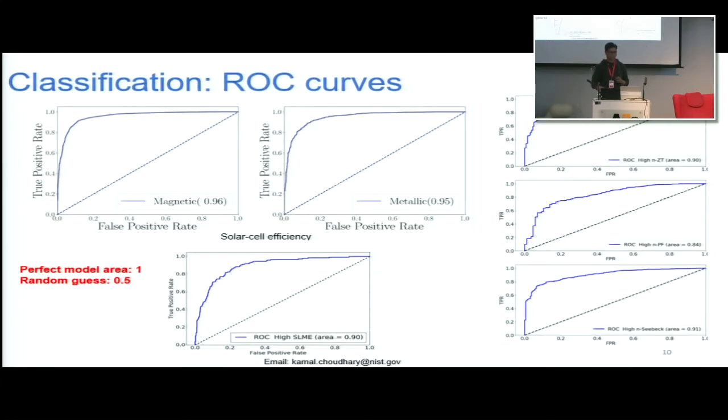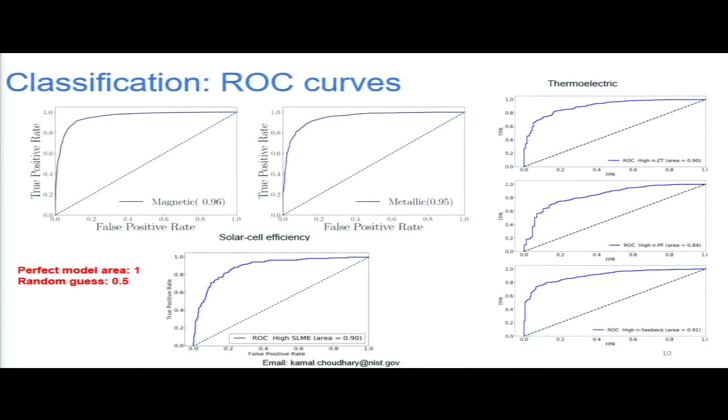So first, the classification curve. The classification basically gives you an output of either 0 or 1. For example, you want to know whether my material is magnetic or not, whether it's metallic or not, whether it's solar cell efficient or not, whether it's thermoelectric or not. For that kind of purpose, classification is a good machine learning method. So here, what I'm showing you is the true positive versus false positive rate, which is a way of finding the accuracy of your classification model.